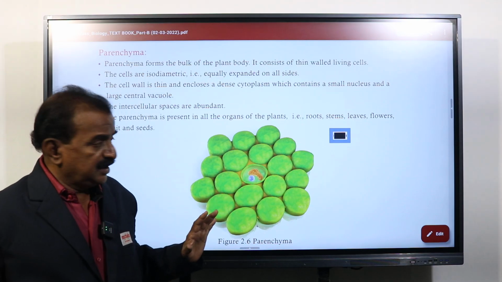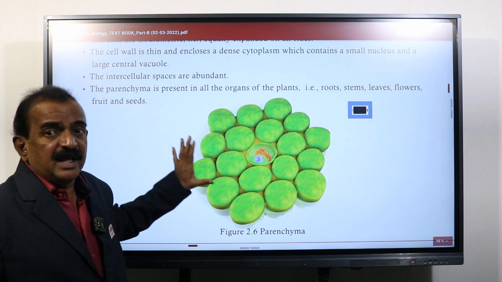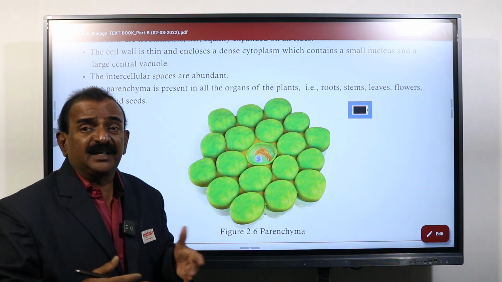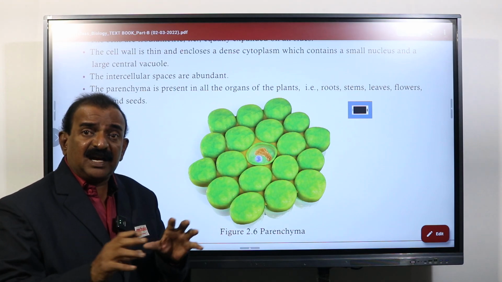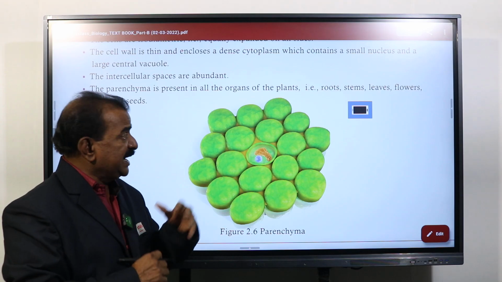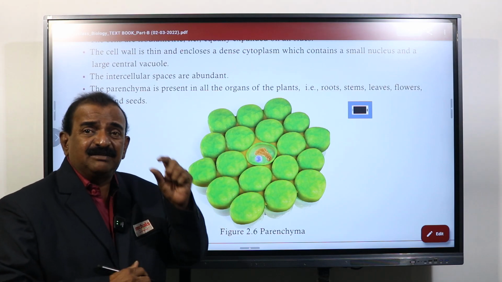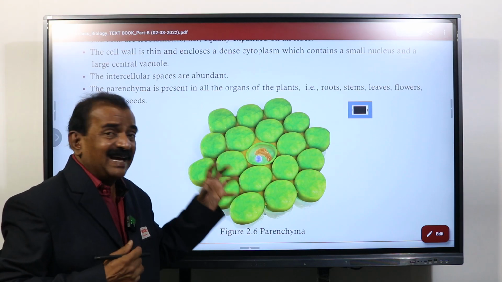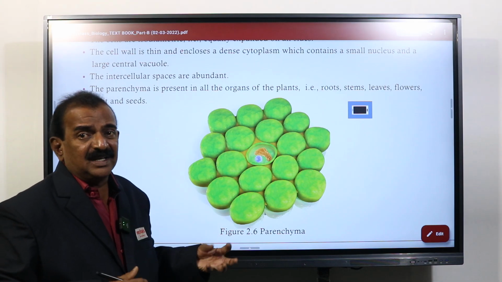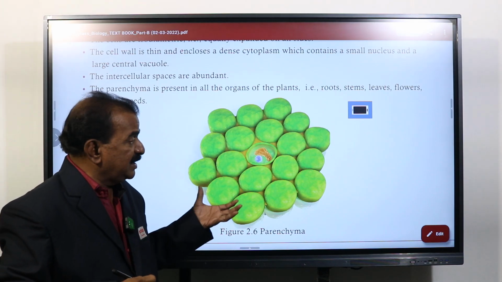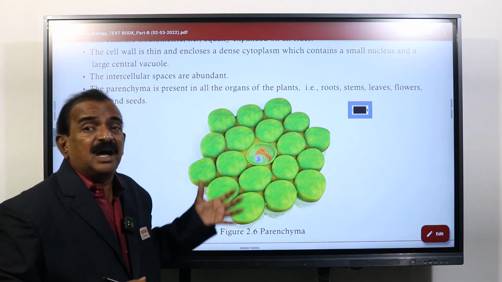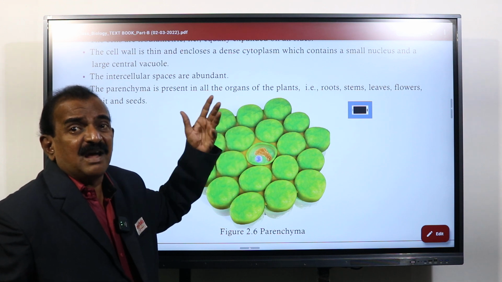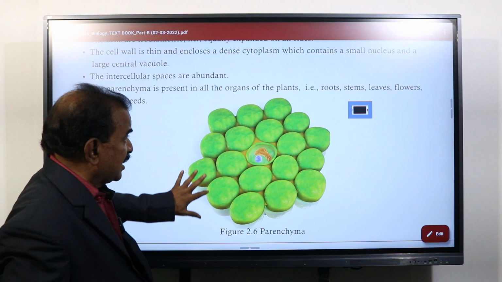So here, children, you are observing parenchyma tissue, and parenchyma tissue has abundant intercellular spaces, and they are isodiametric in shape, and they are living tissue, and they have a thin cell wall, which is made up of cellulose, and they have cytoplasm, and also a small nucleus, and also a large vacuole. So they are present in large number in all plant bodies. So plants have different organs, and these organs have parenchyma.